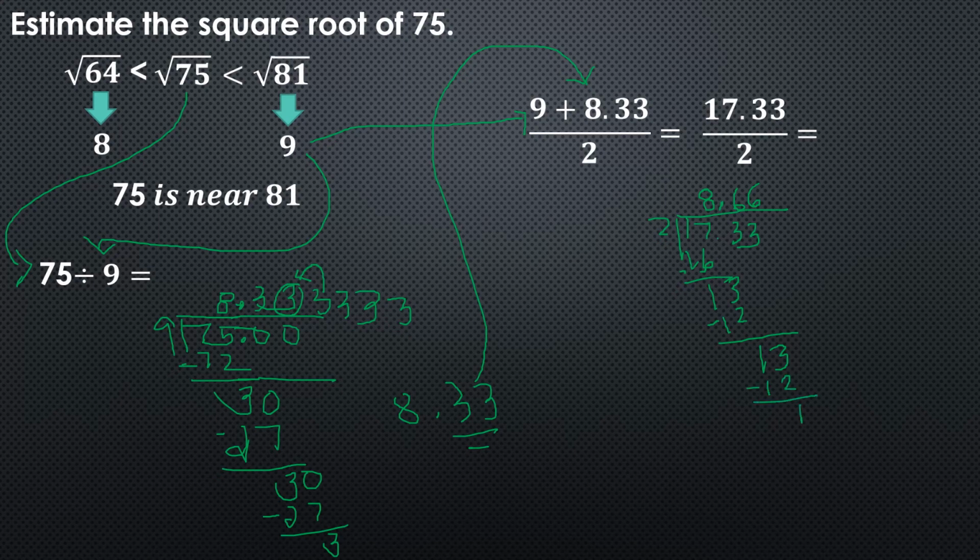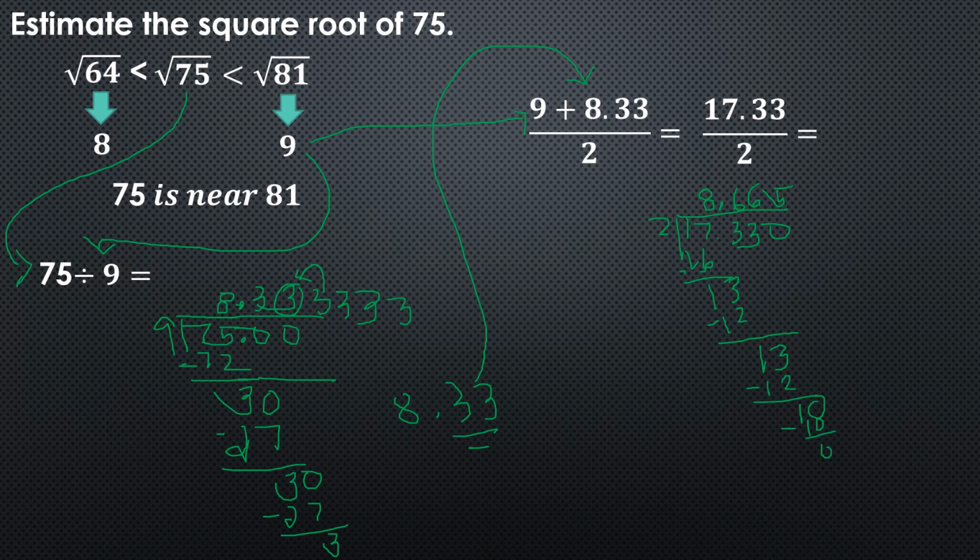You can continue dividing. So if you're going to add 0, you bring it down. It will be 10. 10 divided by 2 is 5. And 5 times 2 is 10. There is no remainder. So the answer is 8.665.